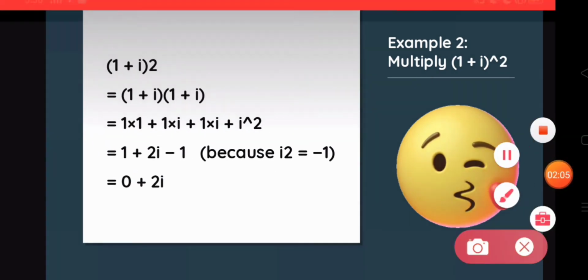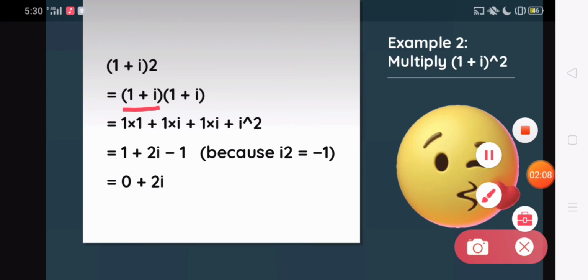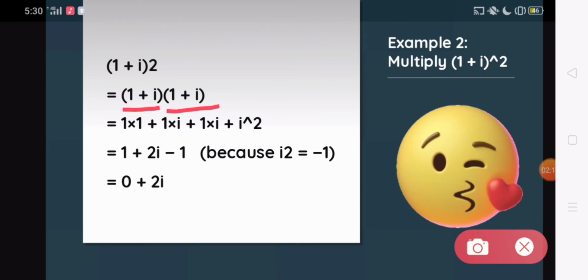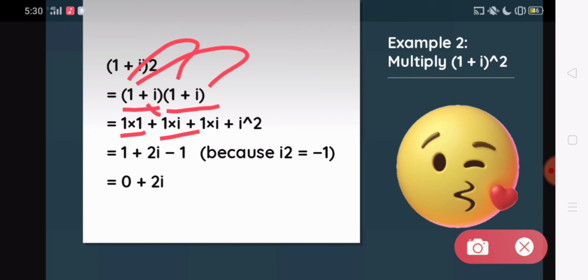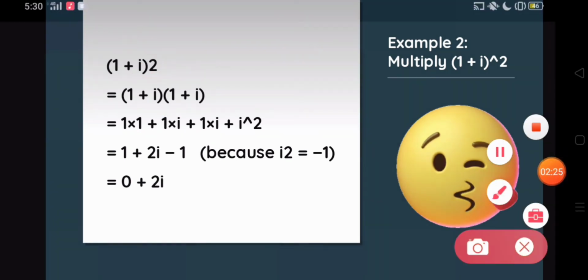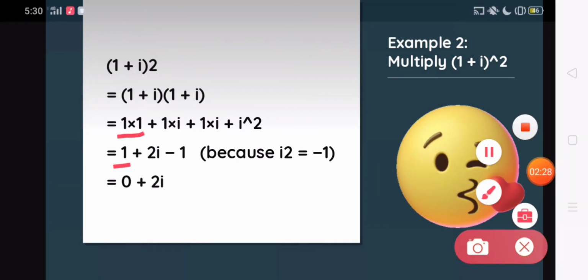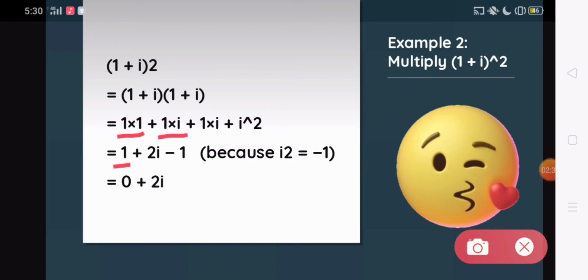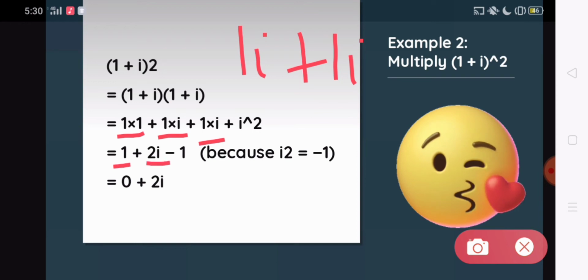Another example, let us multiply (1 plus i) squared. (1 plus i) squared is equivalent to 1 plus i and 1 plus i. So let us use again the FOIL method. 1 times 1, 1 times i, i times 1, and i times i. So let us multiply. 1 times 1 is 1. 1 times i is 1i. i times 1 is 1i. So 1i plus 1i is 2i.